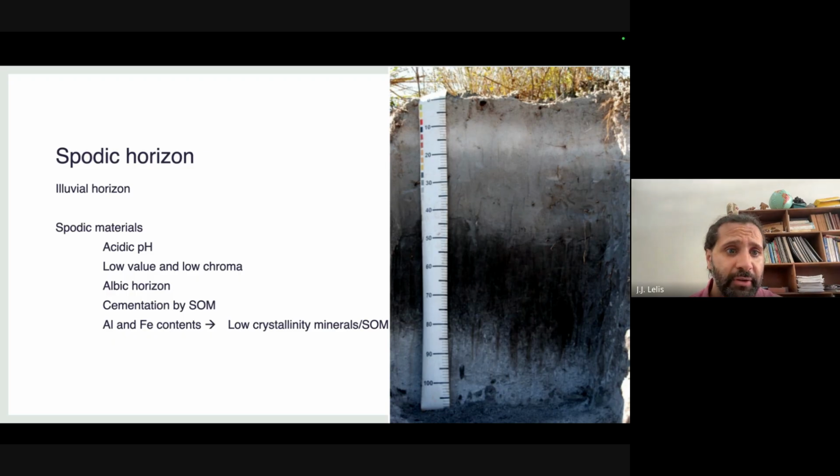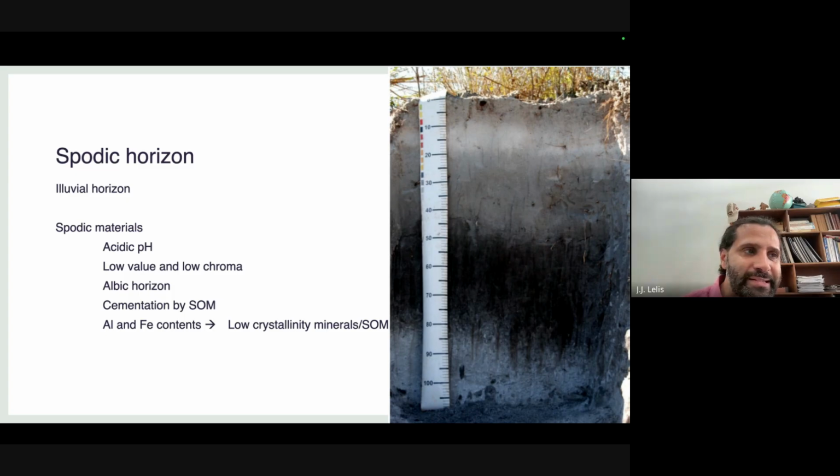Let's talk now about a spodic horizon. The spodic horizon is a horizon that expresses illuvial material too. So you can say, oh, JJ, we already saw the kandic, argillic, glossic, and natric horizons, and all of them register illuvial materials. Yes, and the spodic also registers illuvial materials.